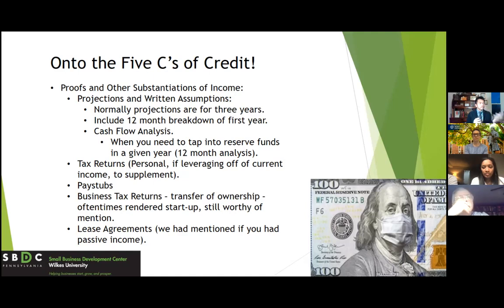Personal, if you're leveraging off of income to supplement. So by that nature, another related document might be pay stubs, okay? Business tax returns are really important. If you're presently in business, you should have business tax returns. Otherwise, you should probably talk to an accountant about that.